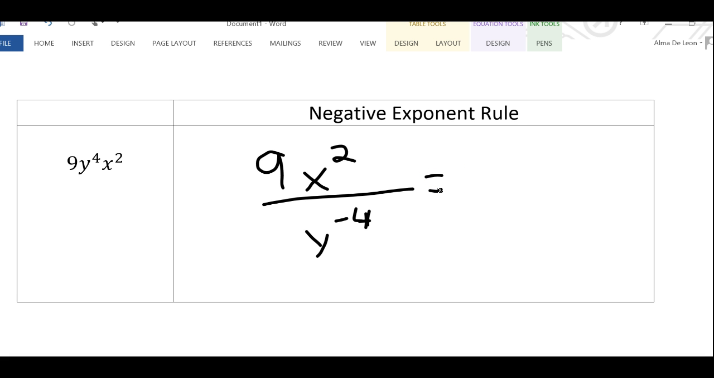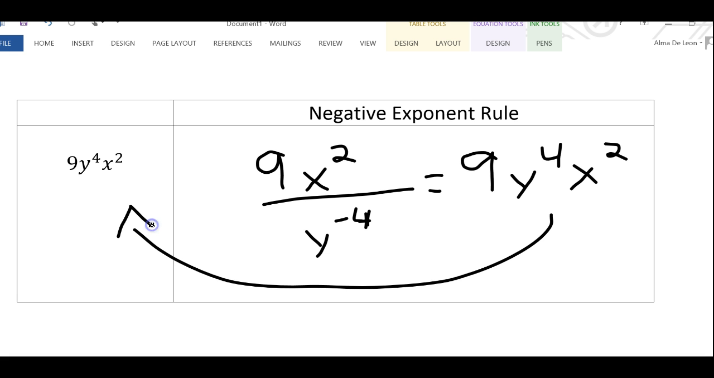Just to check this, using the negative exponent rule, I'm going to go ahead and simplify this. The 9 is in the right part of the fraction, so that stays the same. Y to the negative 4, the negative is telling me it's in the wrong part of the fraction, so I need to bring that to the top part of the fraction. And once it's in the right spot, the negative goes away. And then, of course, I have x squared, which I never moved. That stays on the top.